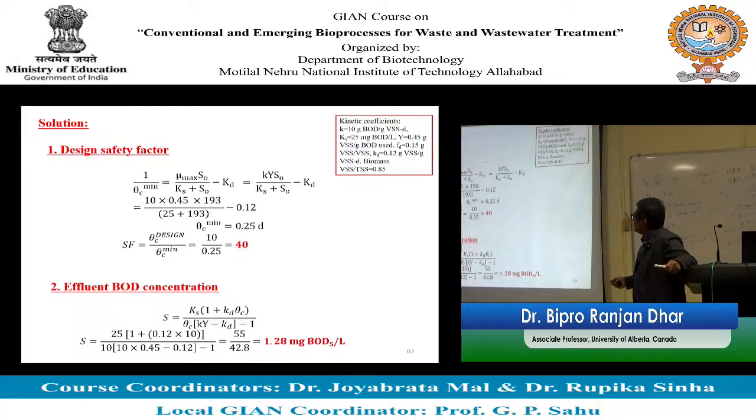And for effluent BOD concentration, we developed this kinetic equation, where we can plug in the kinetic information and SRT, and calculate what the effluent BOD concentration would be. So my effluent BOD concentration is 1.25 milligram BOD5 per liter.